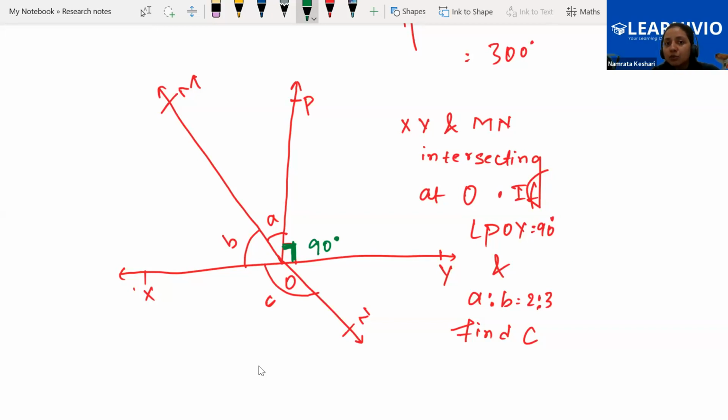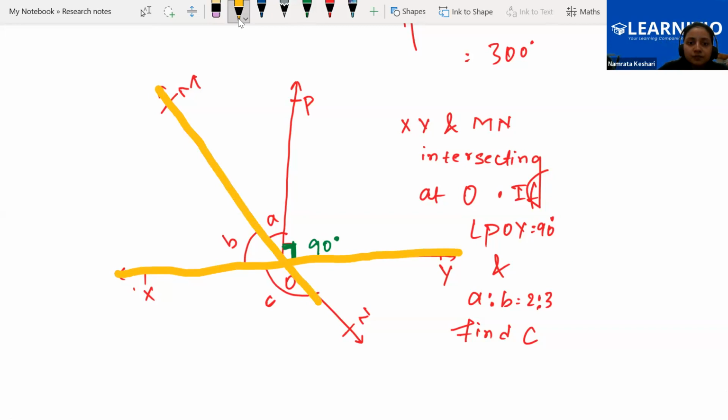Can you tell me how to do that? Anyone? How can we find angle C? First, think about it. Here it is clearly written that XY and MN are intersecting. So let me overdraw XY and MN. Are we going to get anything? We have to think about all the possibilities. These two are intersecting each other. Ma'am, angle POX and angle POY are making a linear pair.